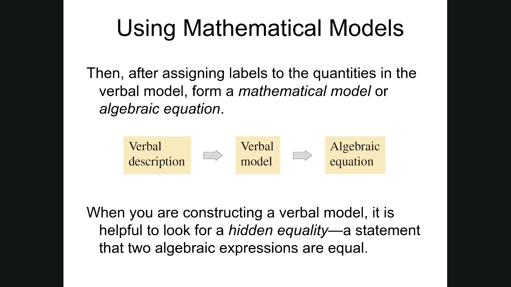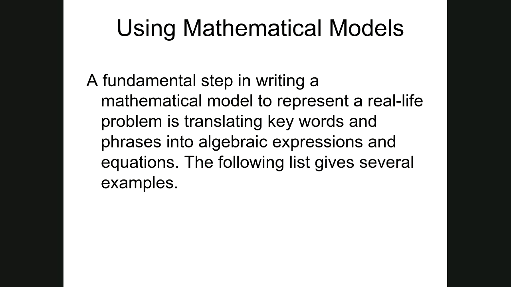Then after assigning labels to the quantities in the verbal model, form a mathematical model or algebraic equation. When you are constructing a model, it is helpful to look for a hidden equality, a statement that 2 algebraic expressions are equal. A fundamental step in writing a mathematical model to represent a real-life problem is translating keywords and phrases into algebraic expressions and equations. The following list gives several examples.